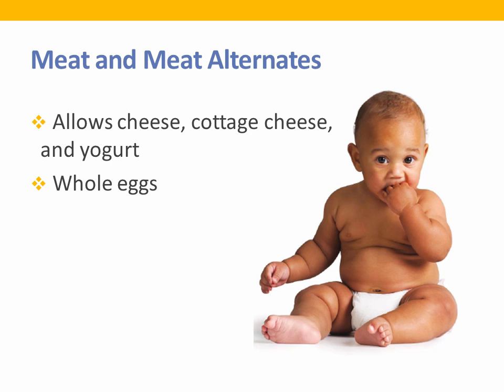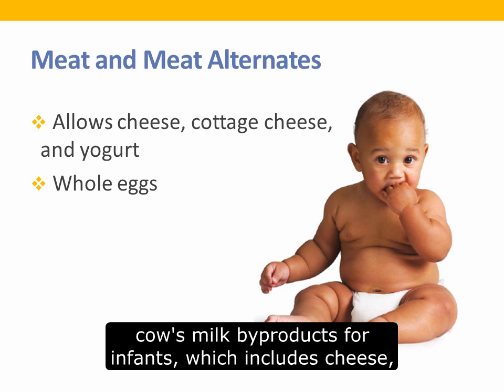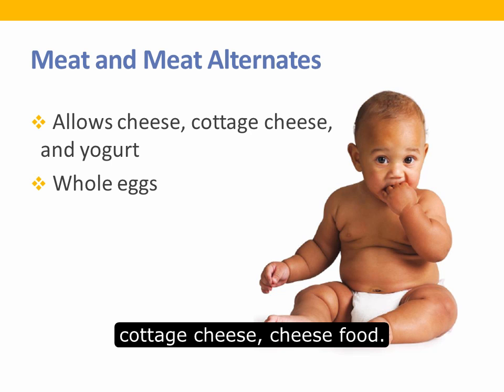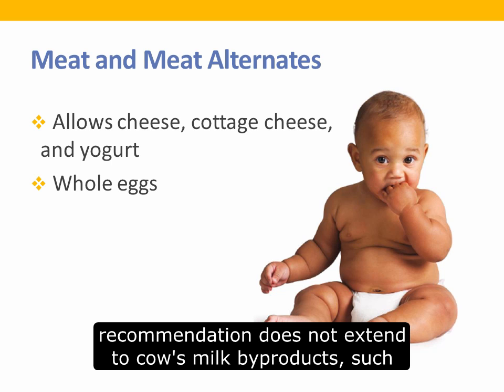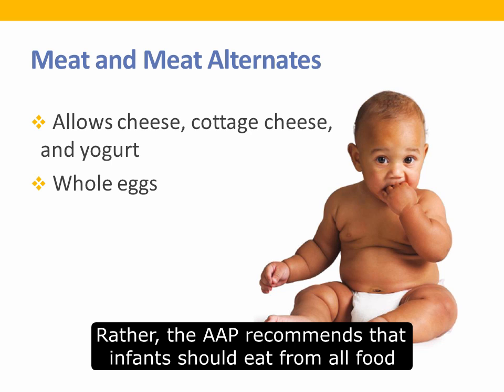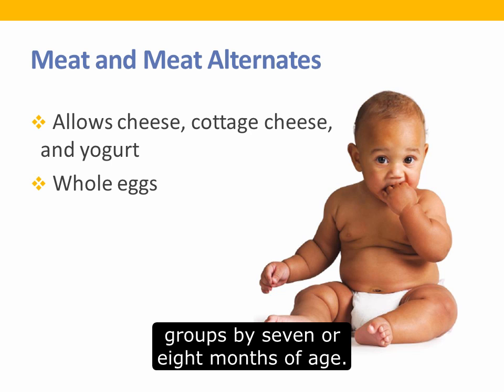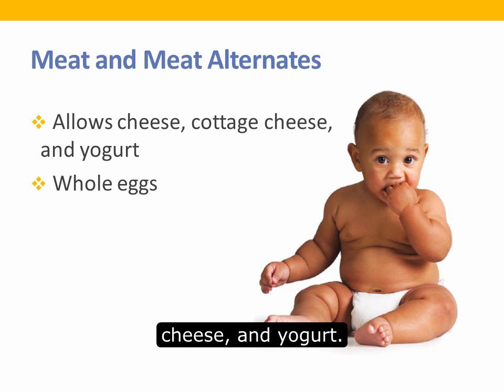For meat alternates, a large portion of commenters voiced opposition to the proposed rule's restriction on cow's milk byproducts for infants, which includes cheese, cottage cheese, cheese food. While the American Academy of Pediatrics recommends restricting cow's milk prior to the first year, that recommendation does not extend to cow's milk byproducts, such as cheese. Rather, the AAP recommends that infants should eat from all food groups by 7 or 8 months of age. So with that, the new meal patterns allow cheese, cottage cheese, and yogurt.